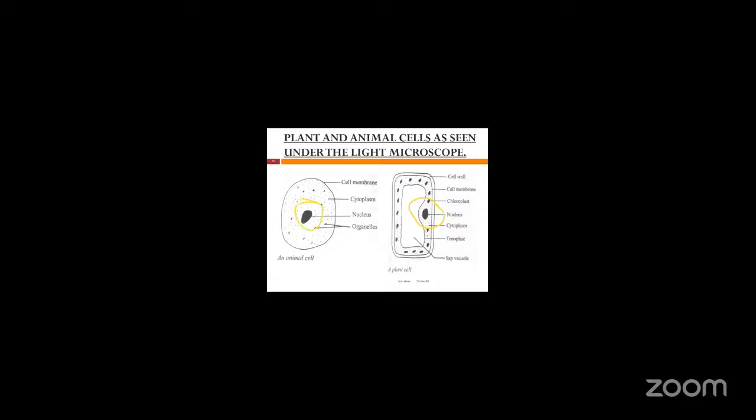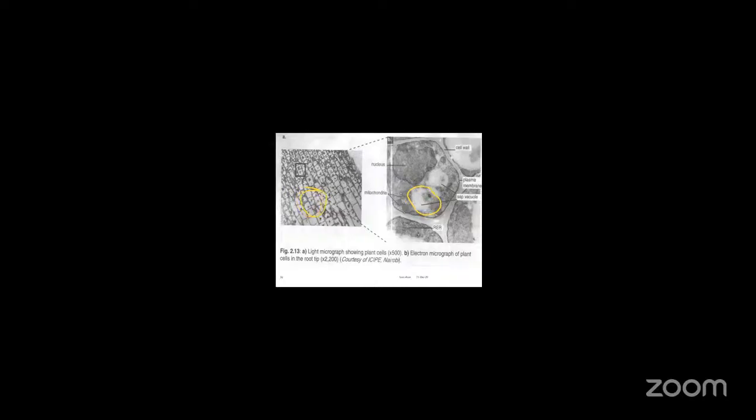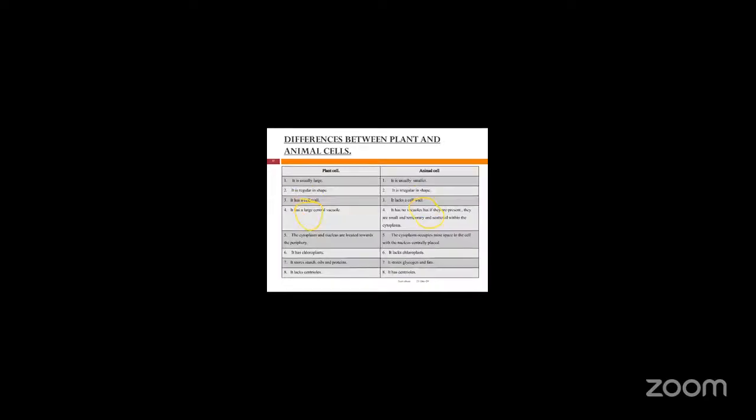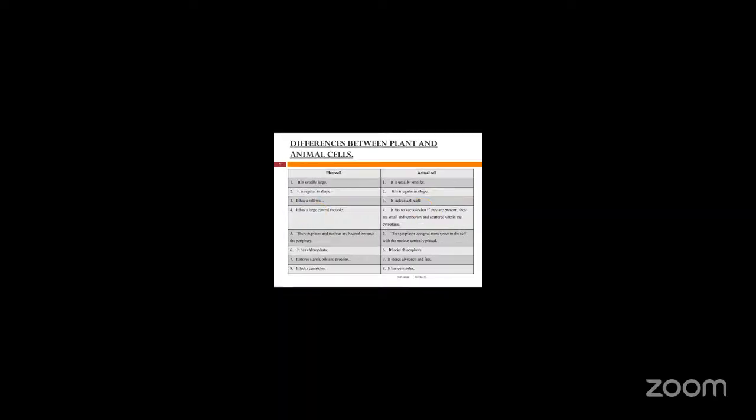So a plant cell's nucleus is at the periphery, while an animal cell's nucleus is at the center. Okay, those are some of the differences. So we continue with the differences. The other difference is that plant cells have chloroplast, while animal cells lack chloroplast.